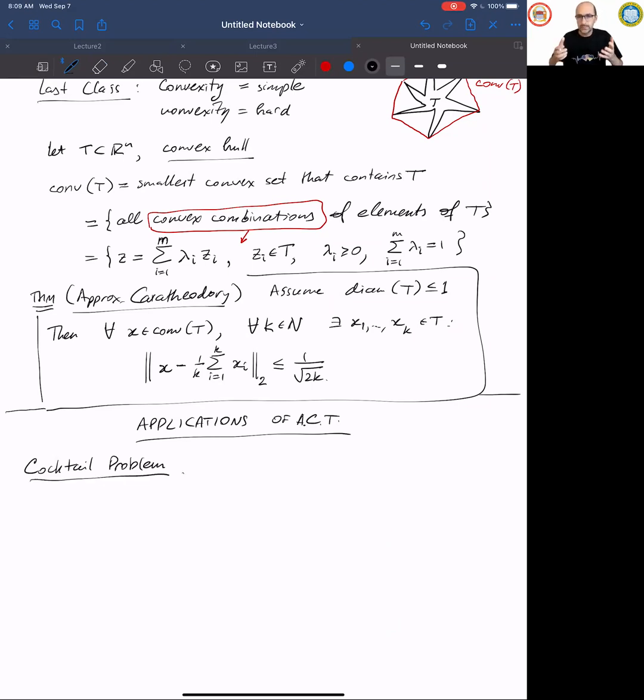Assume that you come into a bar and you have n glasses, different glasses with different cocktails. So you're presented with n glasses of various cocktails that are made. Each cocktail is made of n ingredients in different proportions.